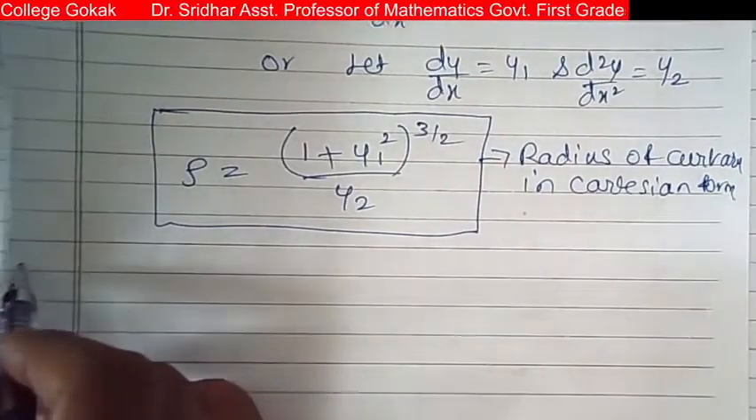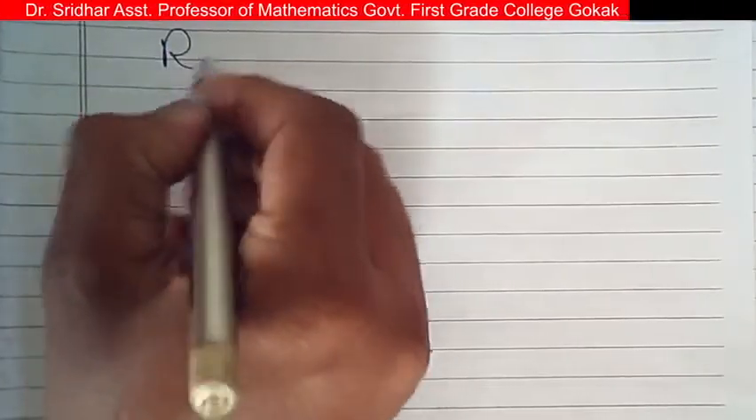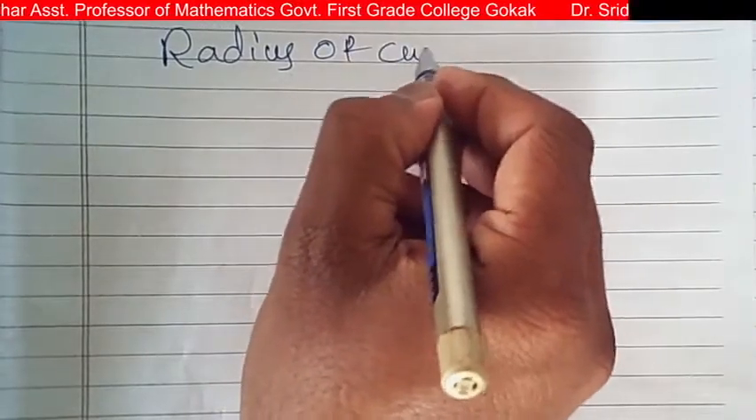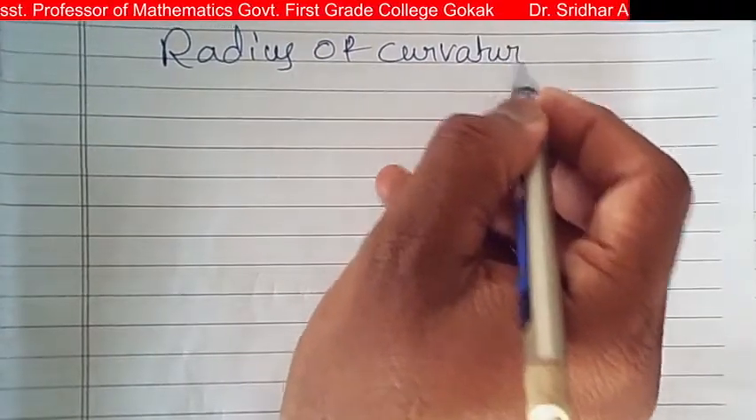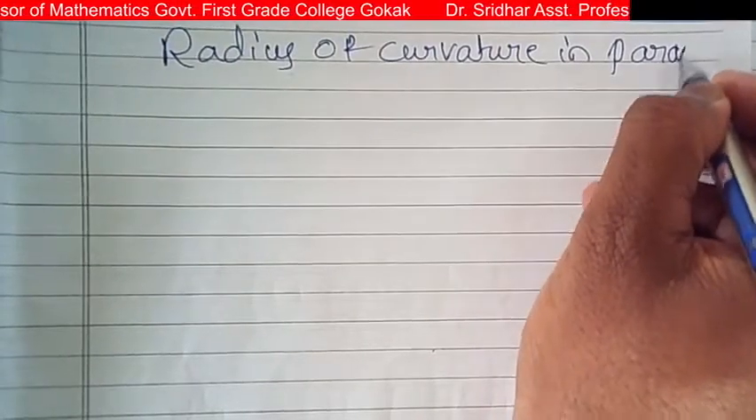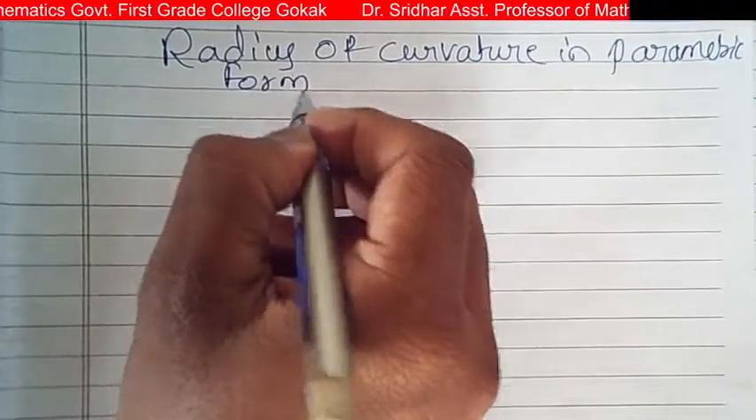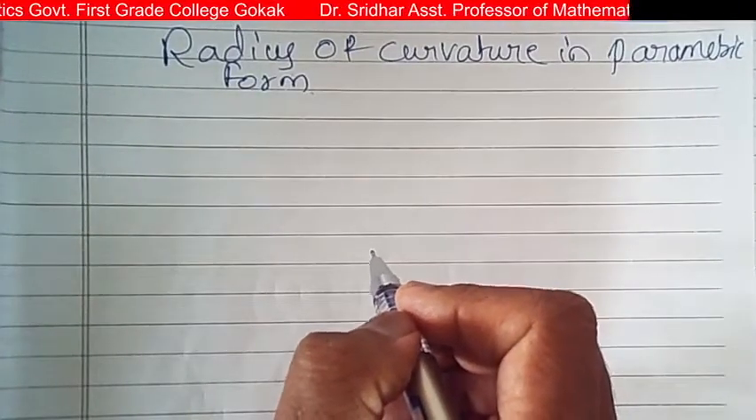So this is about the radius of curvature in Cartesian form. Next we move on to the radius of curvature in parametric form.